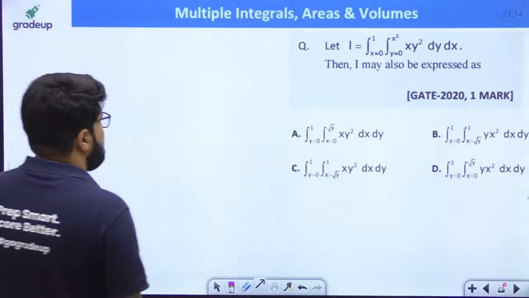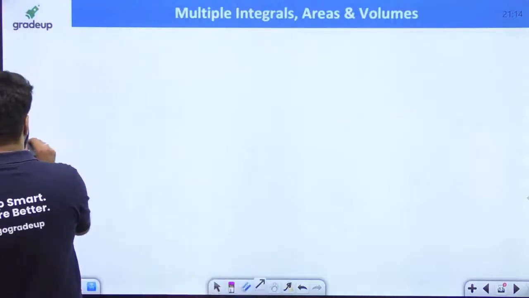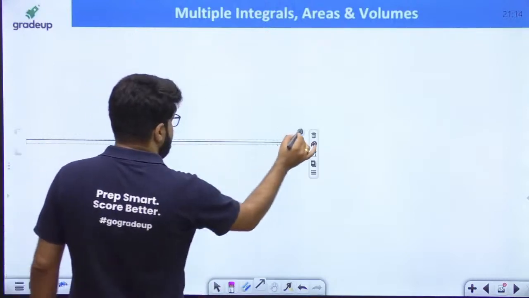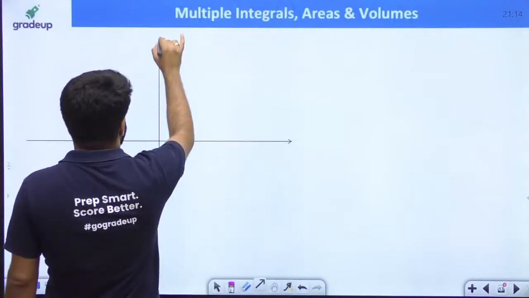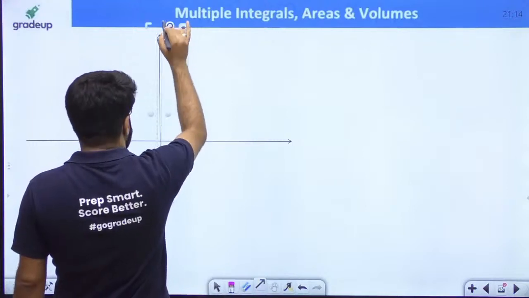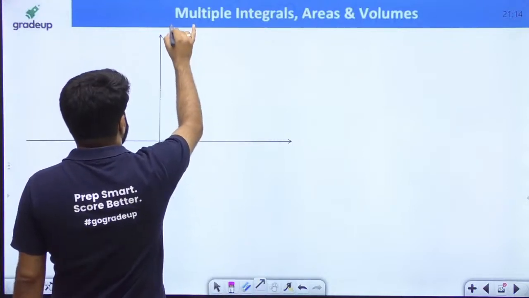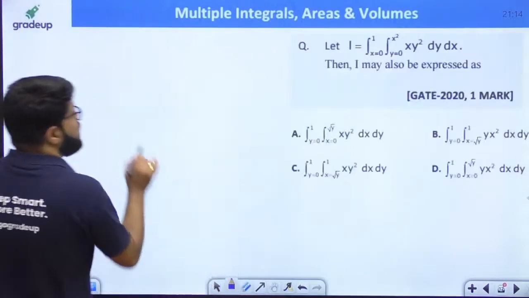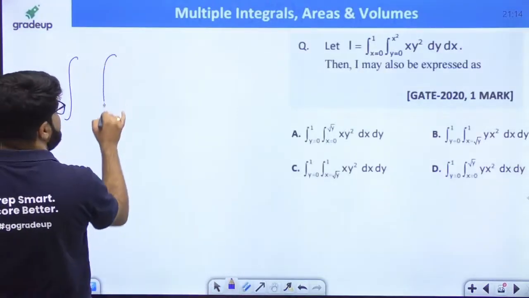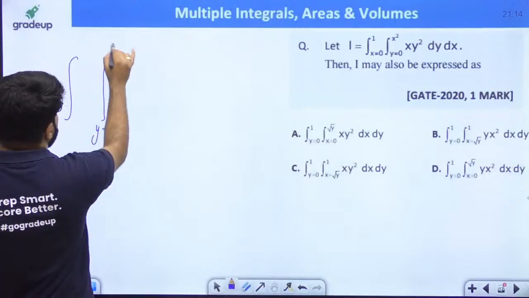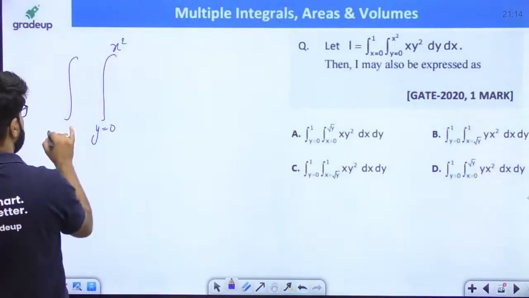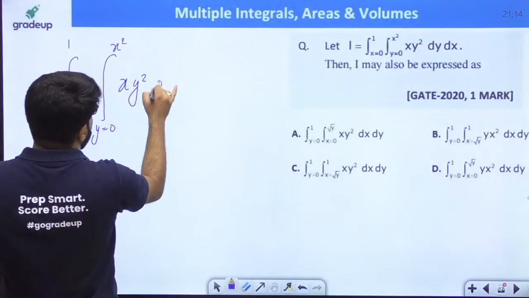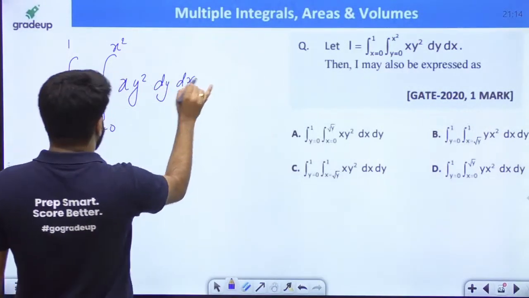Right. So first of all, everybody, let me sketch the region according to the given limits. The limits are given here. So the integral is y equal to 0 to x square. The limit of y depends on x, that is why first dy is given, dy dx.